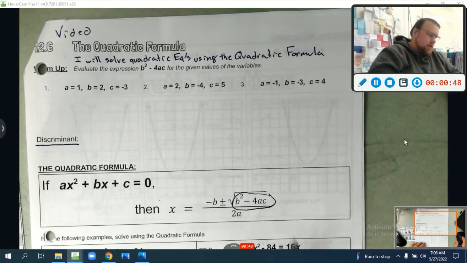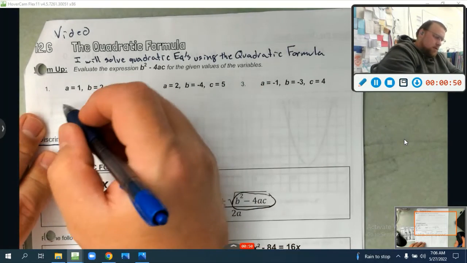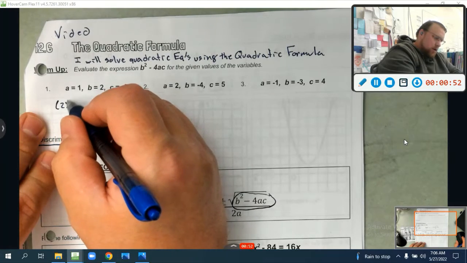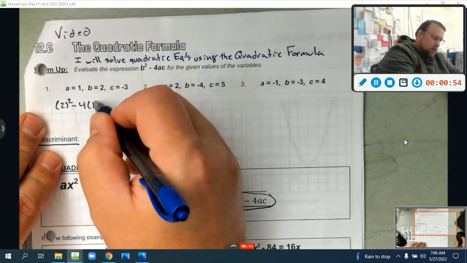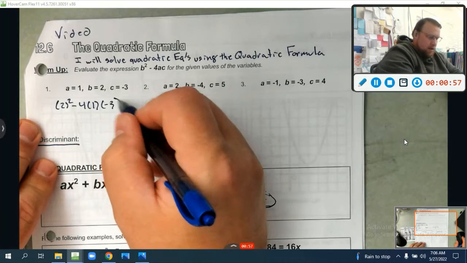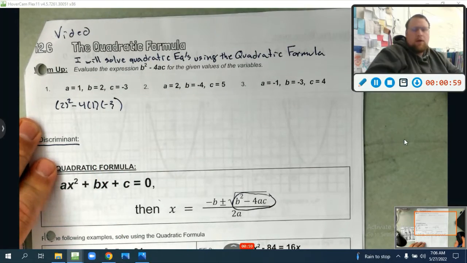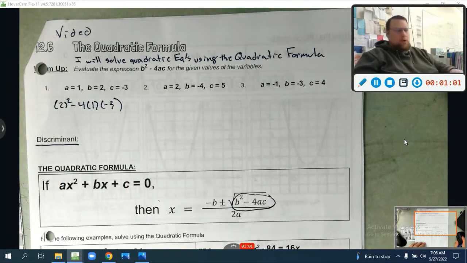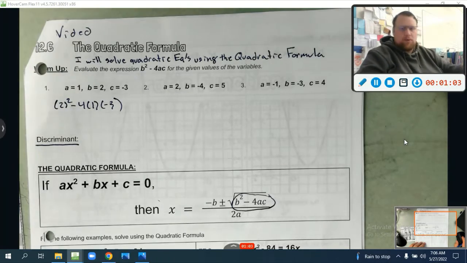we're going to use it. So if I look up here, I have my b, which is 2, so that's just 2 squared minus 4 times my a of 1 times my c of negative 3. That's all I'm going to do, right? Go ahead and take a minute, pause this, see if you can solve 1 and 2 and 3. Ready, set, go.